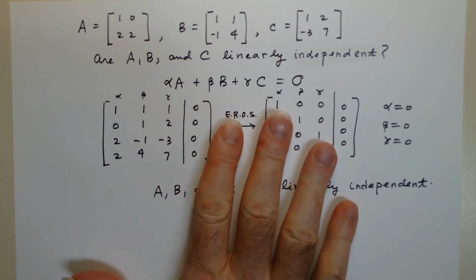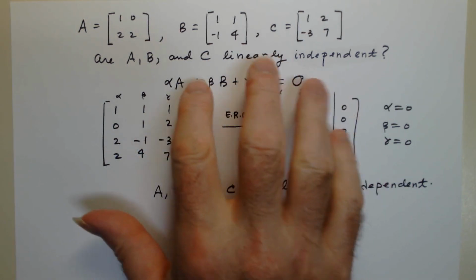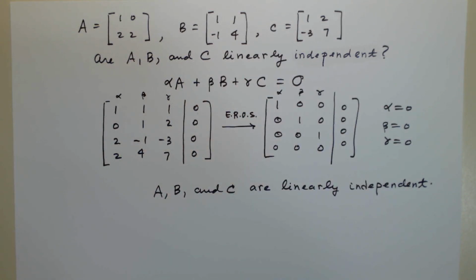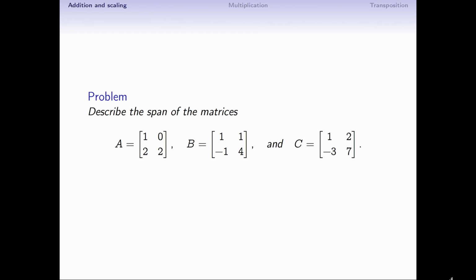Okay, so let's head back to the document camera. We're going to see these same matrices reappearing in our next problem in a slightly different context. So let's head back to the class notes and look at that problem. I want to do one last problem in this theme. In this problem, I want to describe the span of the collection of the matrices A, B, and C. So join me at the document camera for the solution to this problem.